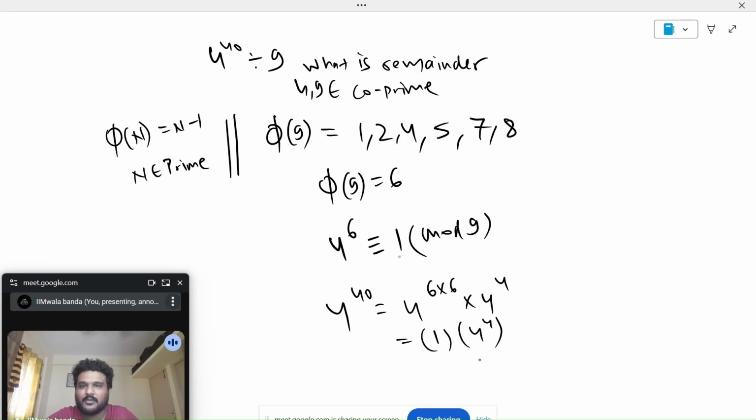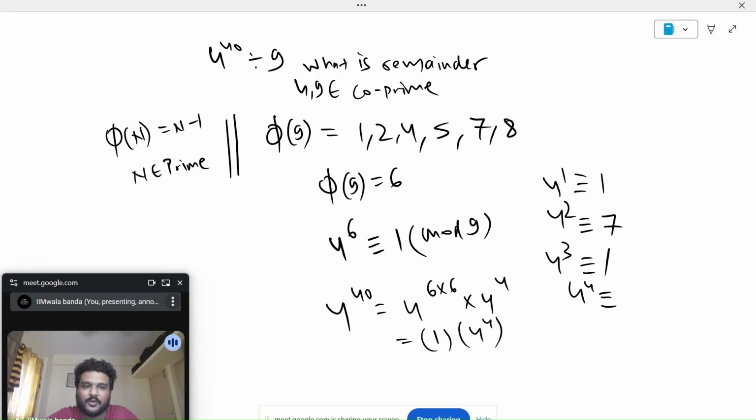I need to care about 4 to the power 4. Cyclicity. 4 to the power 1 gives remainder 4. 4 to the power 2 gives remainder 4 into 4, 16. 16 by 9, remainder 7. 4 to the power 3. Don't do 4 to the power 3. Just multiply 7, the last remainder, with this. 4 into 7, 28. 9, 18, 27. So 1.